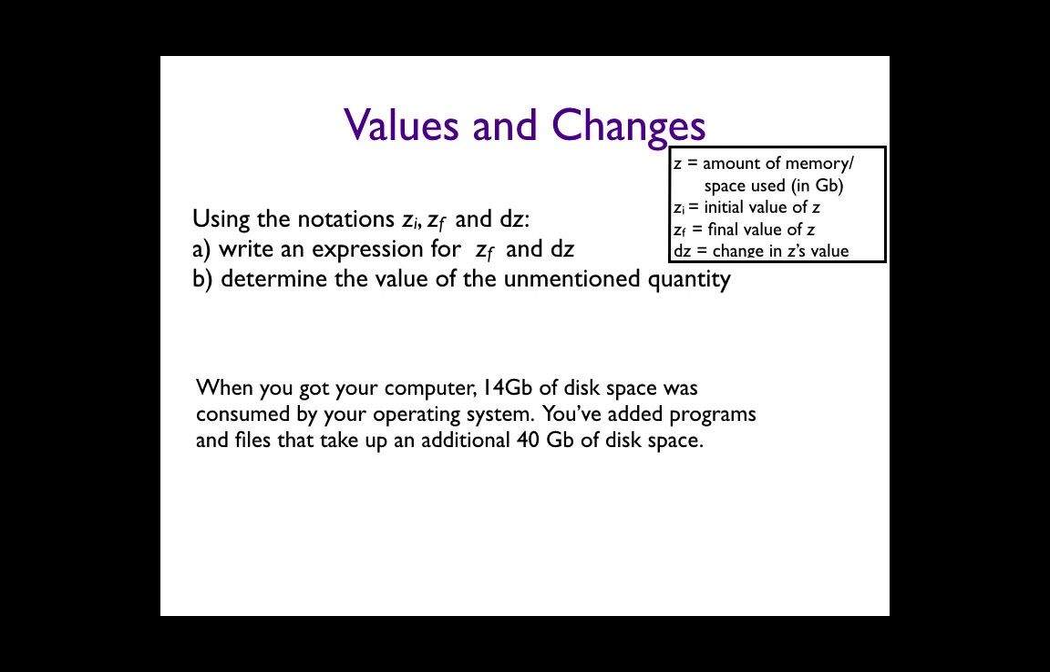Think about the same things with this. When you get your computer, 14 gigabytes of disk space was being consumed by your operating system. You've added programs and files that take up an additional 40 gigabytes of disk space. Think about relative to Z, meaning an amount of memory or space used. What are these two numbers values of? And determine the value of the unmentioned quantity.